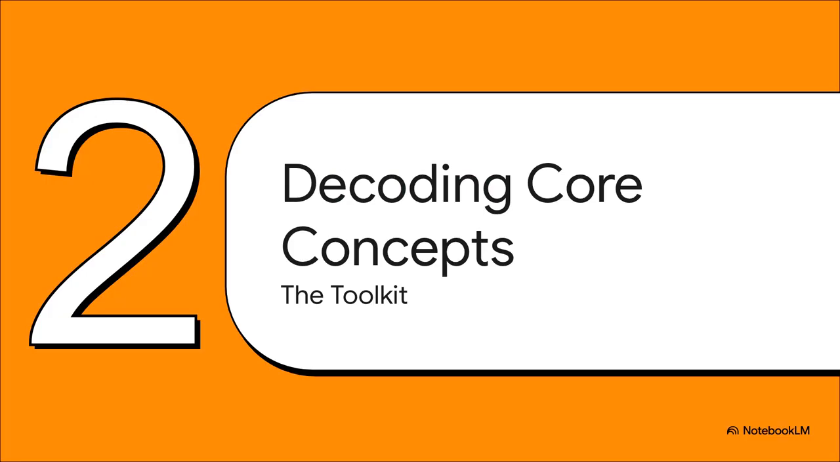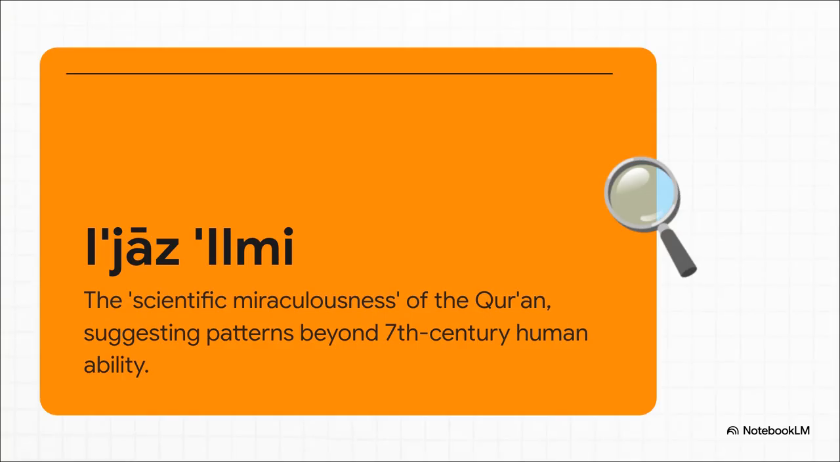Now, to really get a handle on these patterns, there are a few core concepts we need to understand first. Think of this next part as us getting our decoding toolkit ready. First up is this concept of ijaz ilmi. Traditionally, the miraculousness of the Quran was all about its incredible language, its poetry, but that idea has kind of expanded over time. Now it also includes exploring its scientific and, you guessed it, its structural and mathematical integrity.